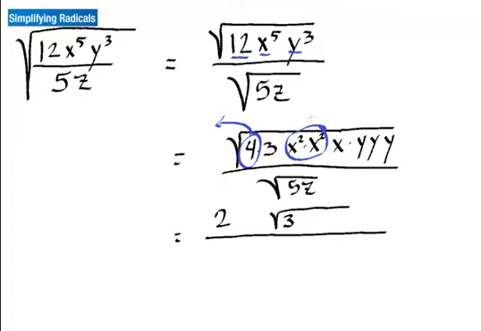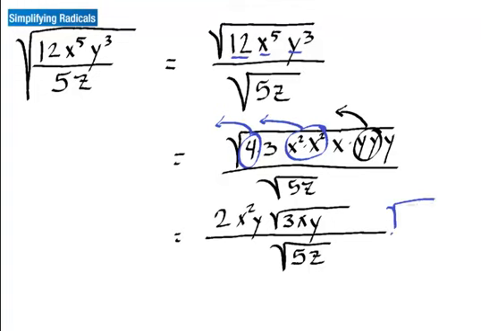For the x value, this x squared is going to come out. It's going to be an x squared because I used pairs, and that one x is left. Here's another pair, just a plain y with one of those y's left in there. So this is what I have so far. So far that numerator is done. It's simplified as low as it can go. But you know that denominator still has a radical in it, so I've got to get rid of it. So I'm going to multiply top and bottom here by the square root of 5z.